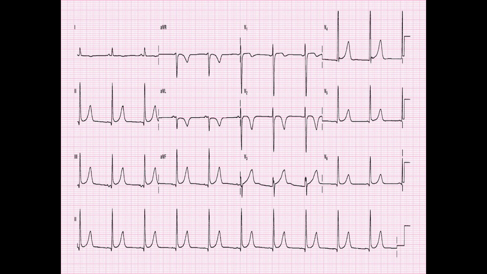We don't have right ventricular hypertrophy. I don't see any atrial enlargements. I don't see left atrial enlargement. I don't see right atrial enlargement.